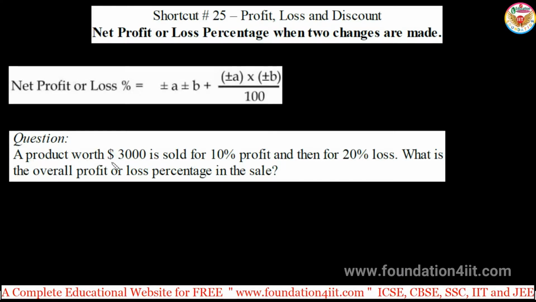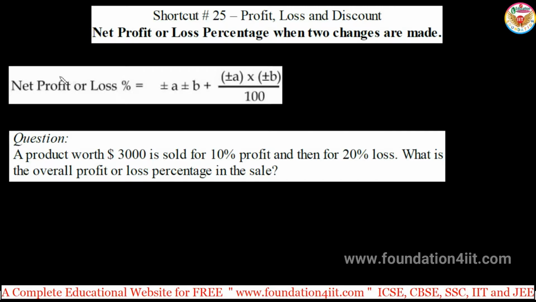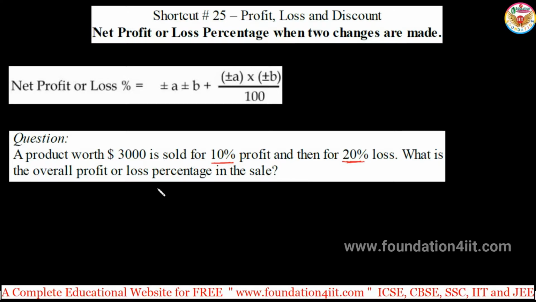A product worth $3,000 is sold for 10% profit and then 20% loss. First they sold it at 10% profit, and again next at 20% loss. So what is the overall profit or loss percentage in the sale?